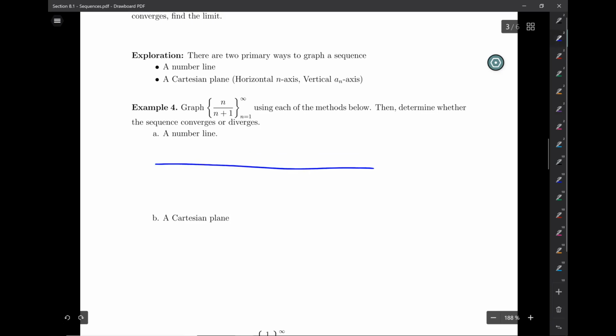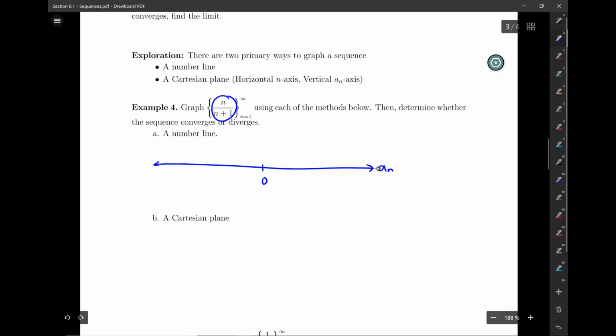Okay, so number line. We're going to label this number line. What we're going to be plotting along this number line are the elements of the sequence. So this number line is going to represent a sub n, the resulting elements of the sequence. You can orient it however you want to. You could make 0 the middle point if you want.